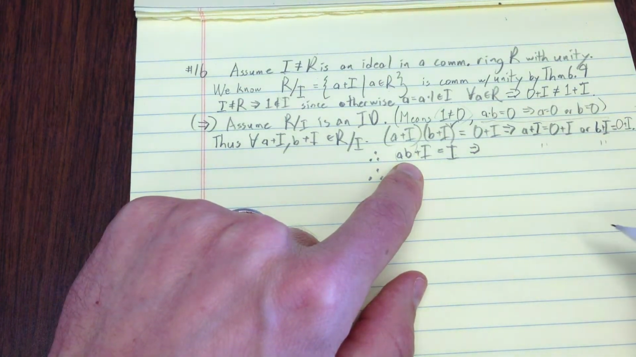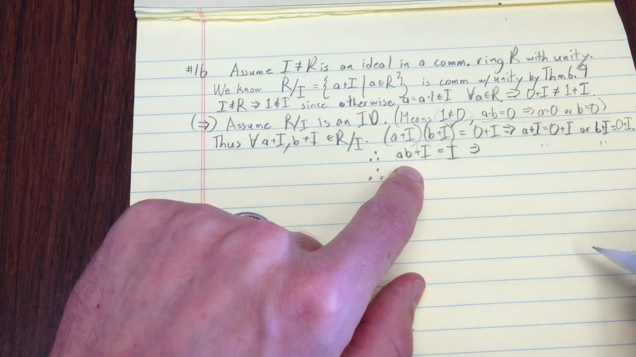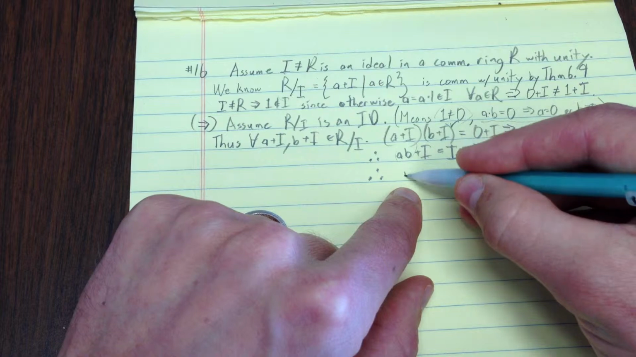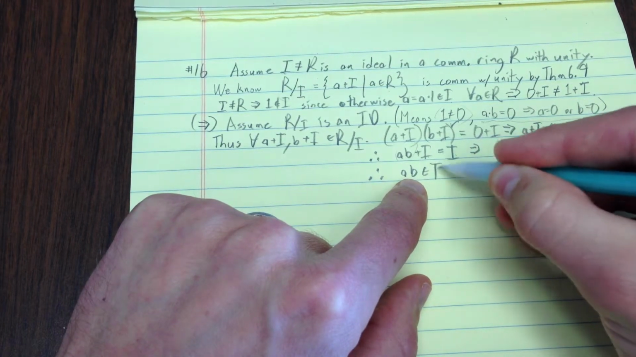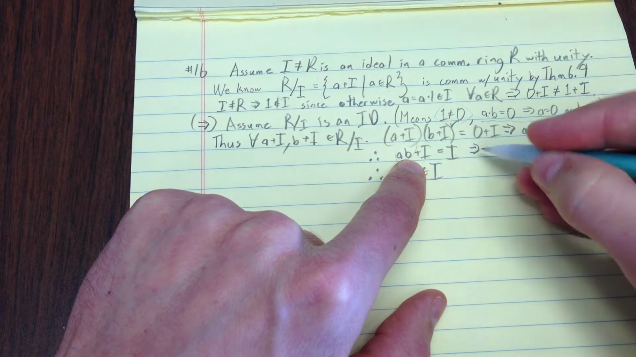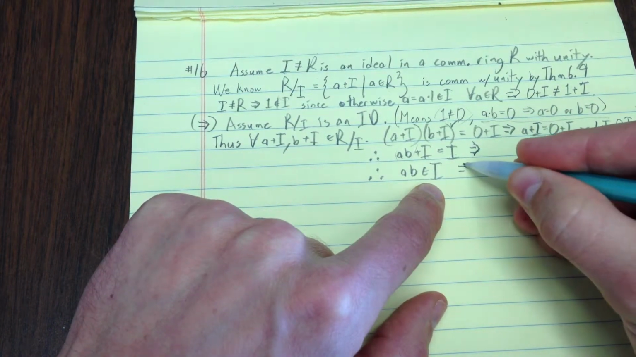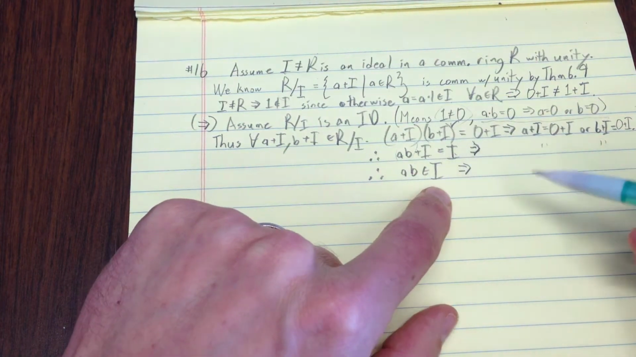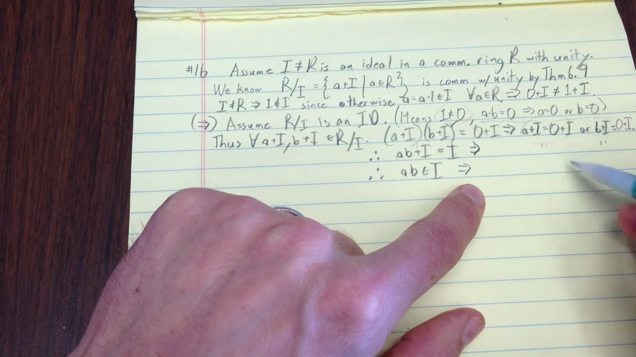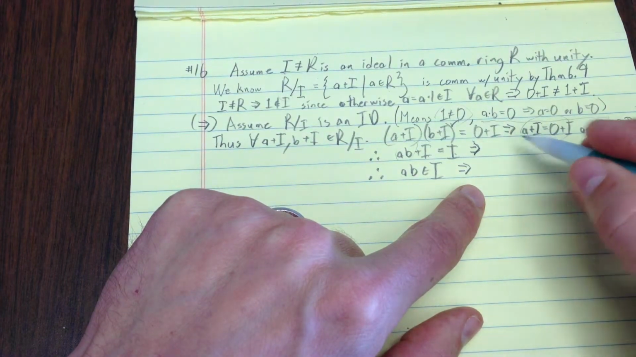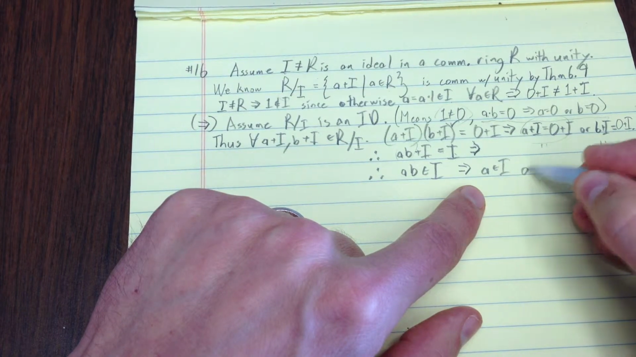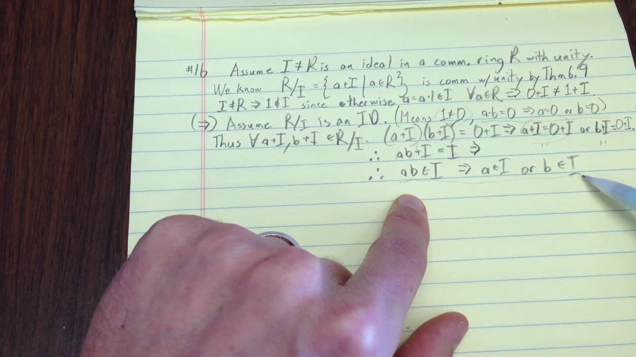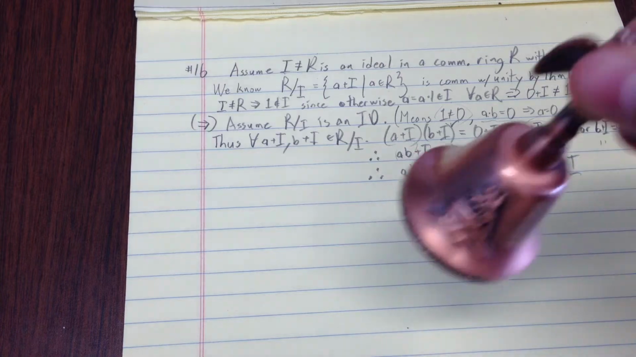That means that AB is actually an element of I. How do I know that? The additive identity 0 is in I, therefore AB is an element of I. The only way that this can be equal is if AB is in I. That implies this is true. By the same logic, this means A is in I, or B is in I. That is exactly the condition that we were supposed to show. So we're halfway done. There you go, Aaron.